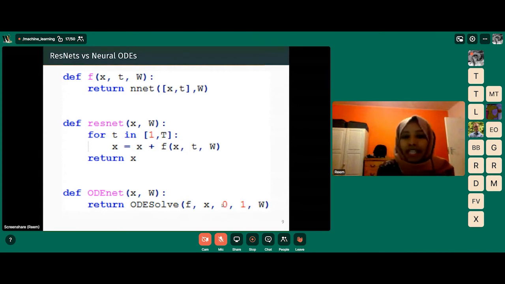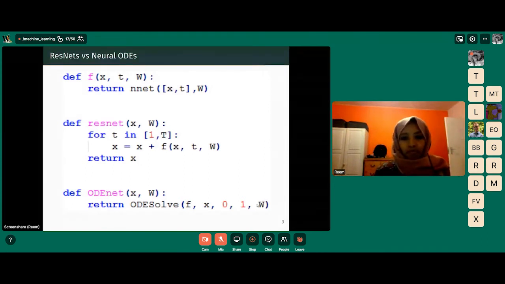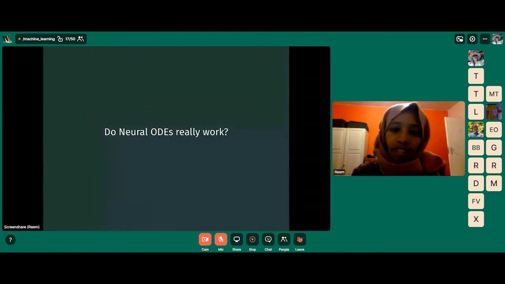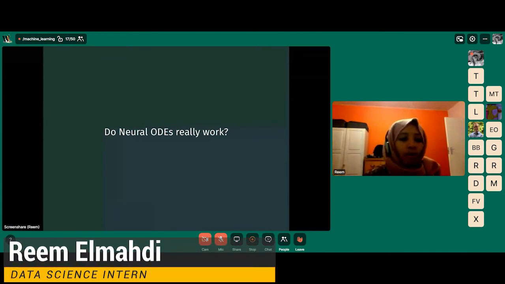If you look here, our ODE network instead calls an ODE solver that takes our function, which is our neural network here, and it takes our X, which will be our initial value, and the steps that we want to perform, which, let's say, is from any initial step, we will call it 0 to 1, and some W's that will be optimized. I hope this is clear.